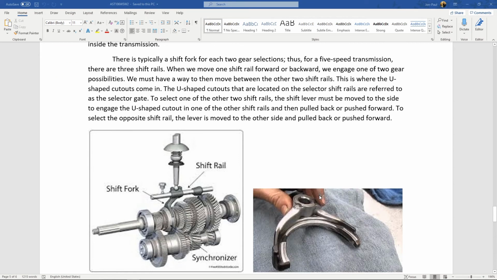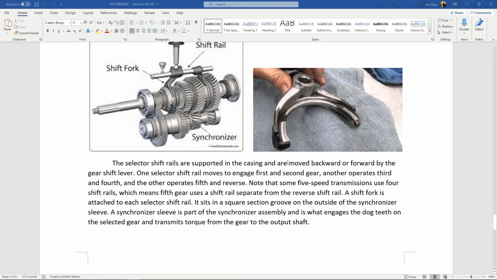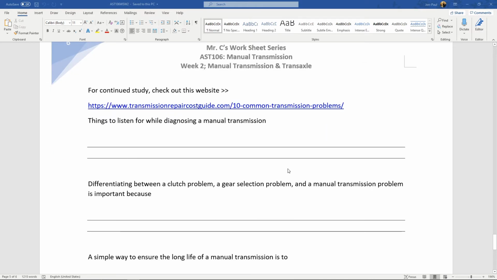So, keep moving here. There's typically a shift fork for each 2 gear selections. This is where the U-shaped cutout comes in. The U-shaped cutouts are located on the selector shift rails. And to select one, the shift lever must be moved to the side to engage the U-shaped cutout in one of the shift rails. This dude right here. And then this slides over the collar and pushes the collar back and forth. So it's really pretty simple in the way that it works.